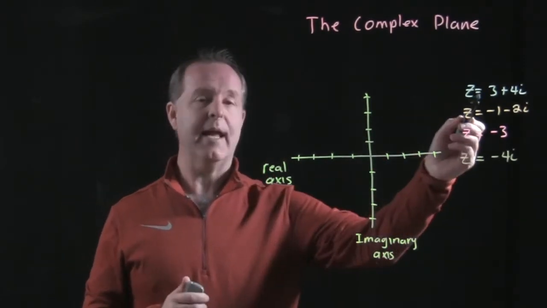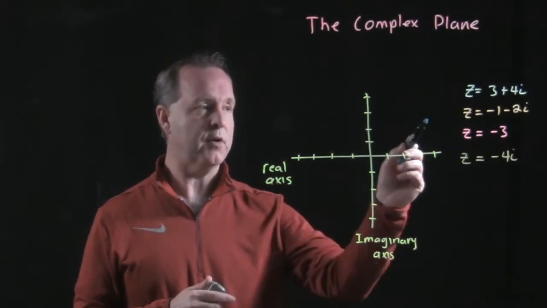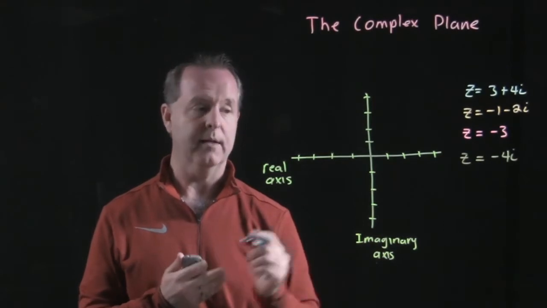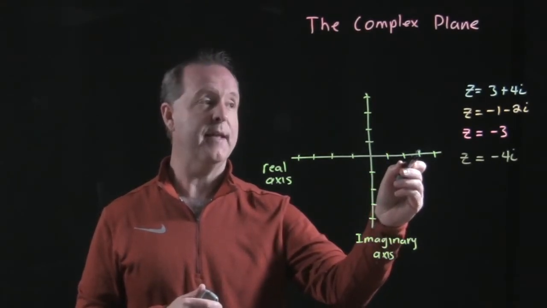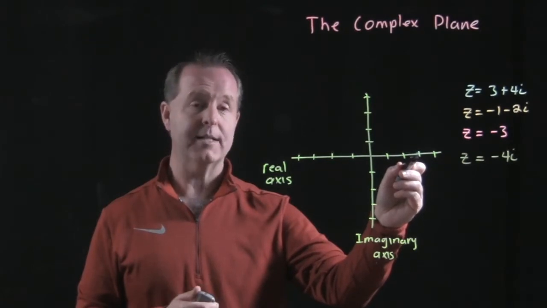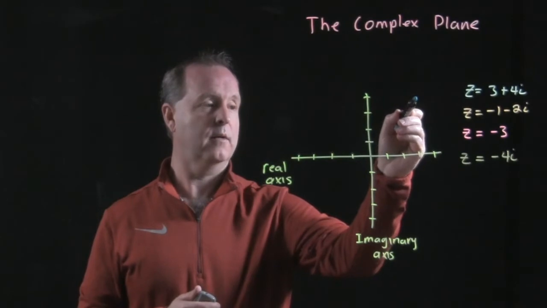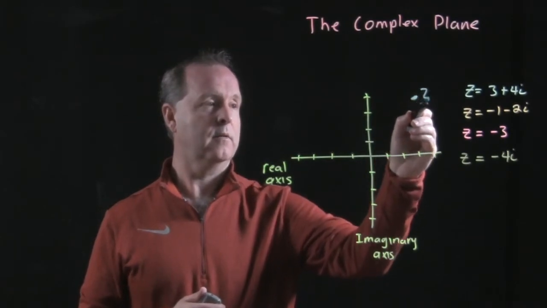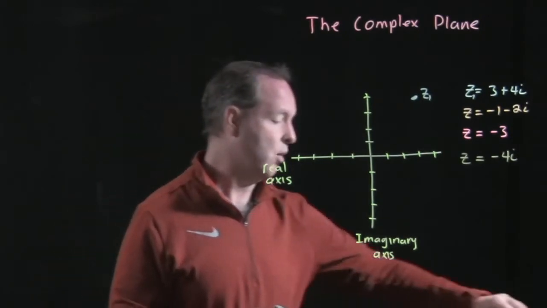Well, let's look at both the real part and the imaginary part of each of these complex numbers. In the first one, the real part is a 3. So I will go over 3 units, 1, 2, and 3. And then I have 4 units in the positive direction on the imaginary axis, 1, 2, 3, and 4. So that's where I would map z1.